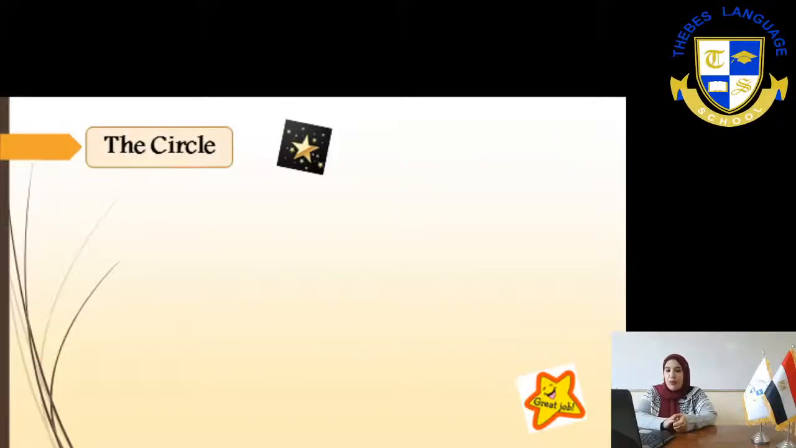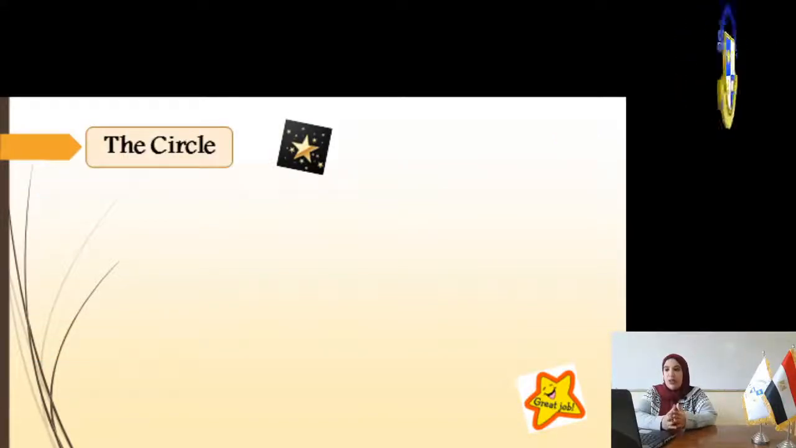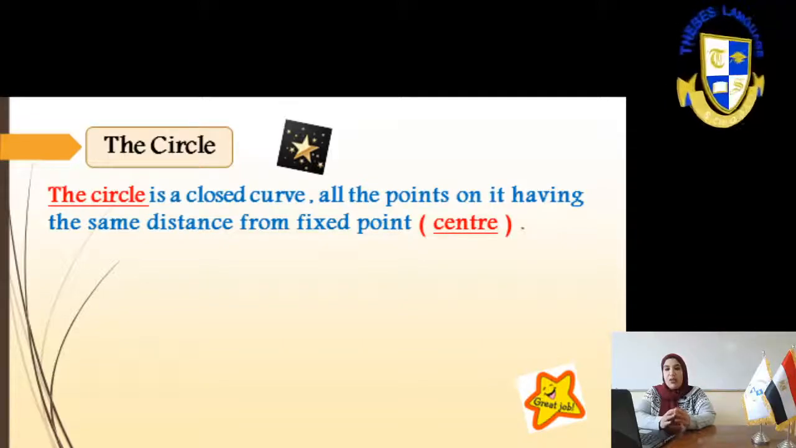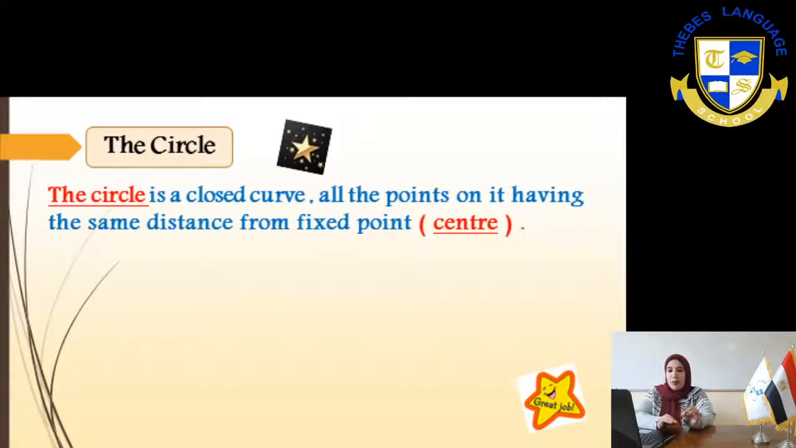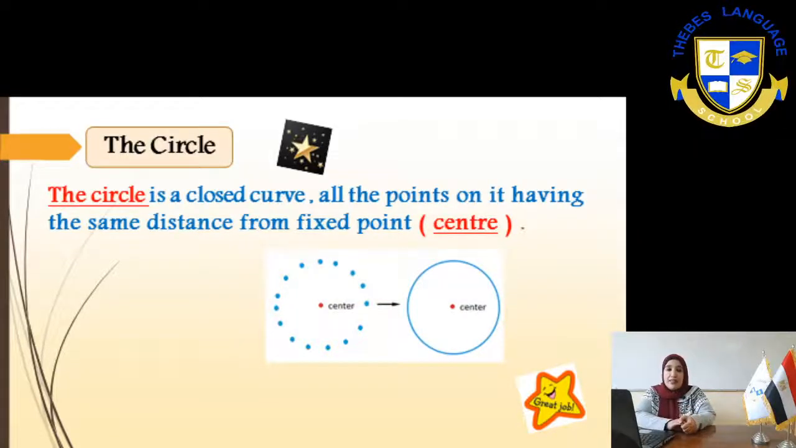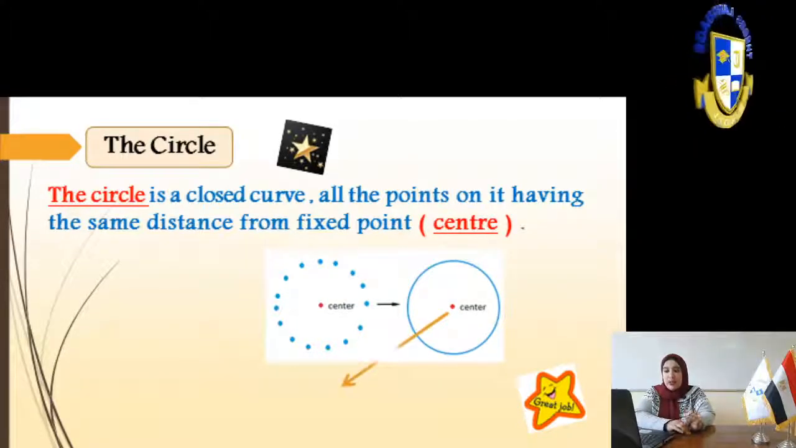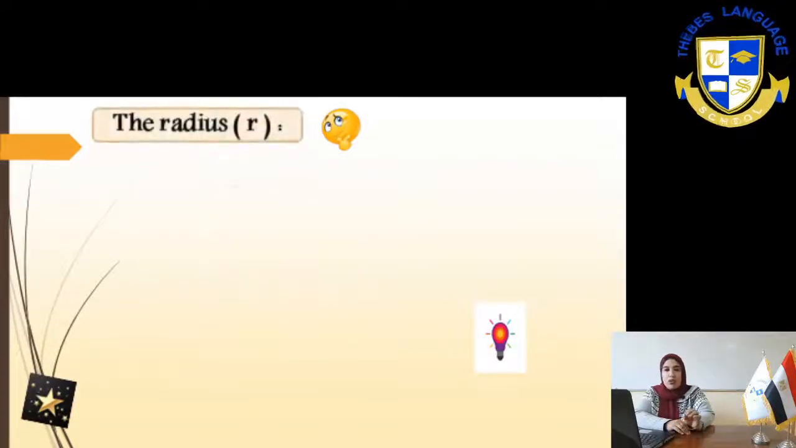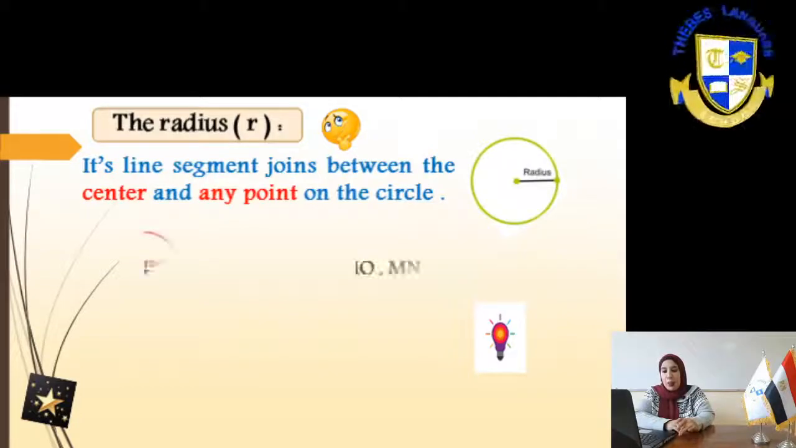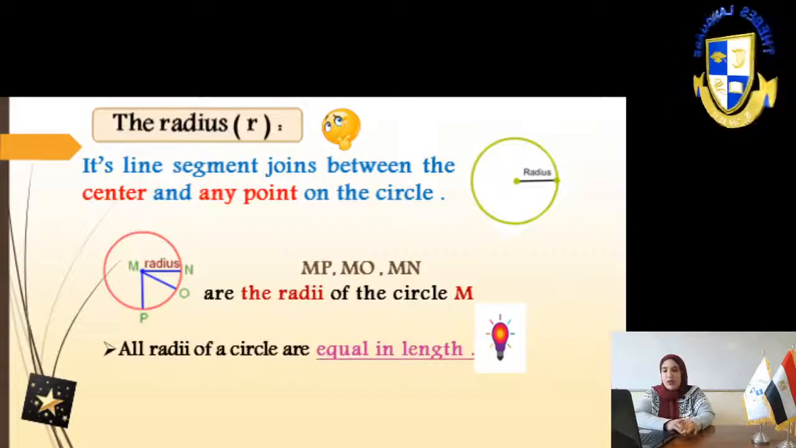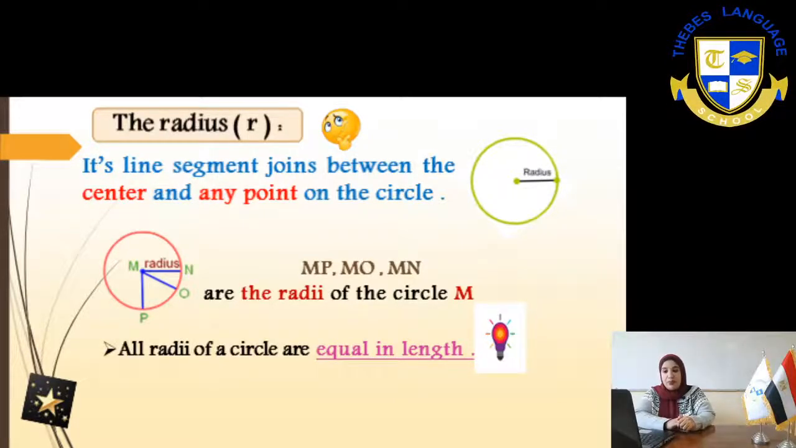As we studied before in the first term, what is meant by a circle? A closed curve, all the points having the same distance from a fixed point, which is called the center. So the center of the circle is the midpoint of the circle. Also, radius. What is meant by radius? A line segment which joins the center of the circle to any point on the circle, like MN, MO, and MB. And as we said, all the radii of the same circle are equal in length.